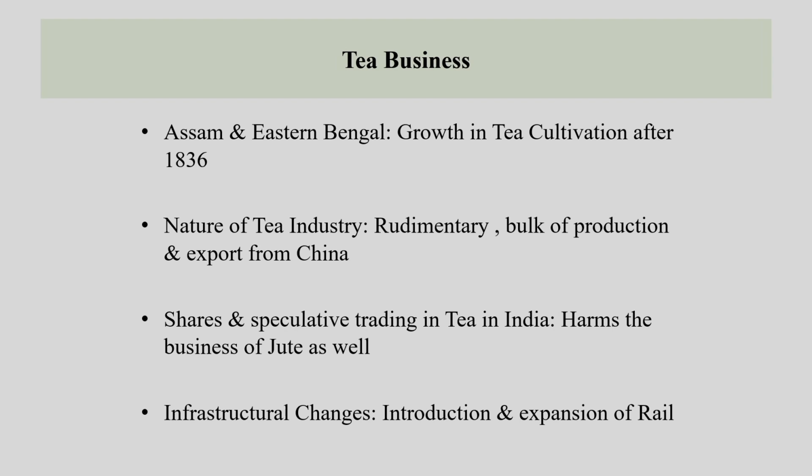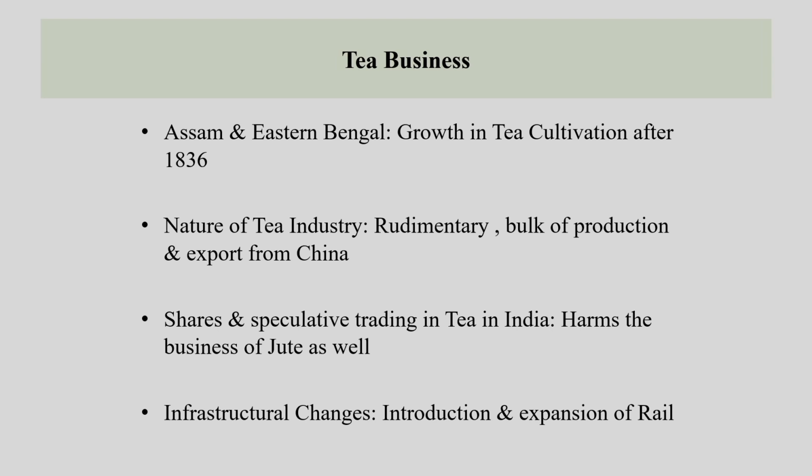I want to spend some time on detailing some features of the tea business as it came to be concentrated in Calcutta in this period. So much of the growth in tea cultivation after 1836 came to be concentrated in the provinces of Assam and Eastern Bengal, which were the constituent units of the Bengal presidency during this period.